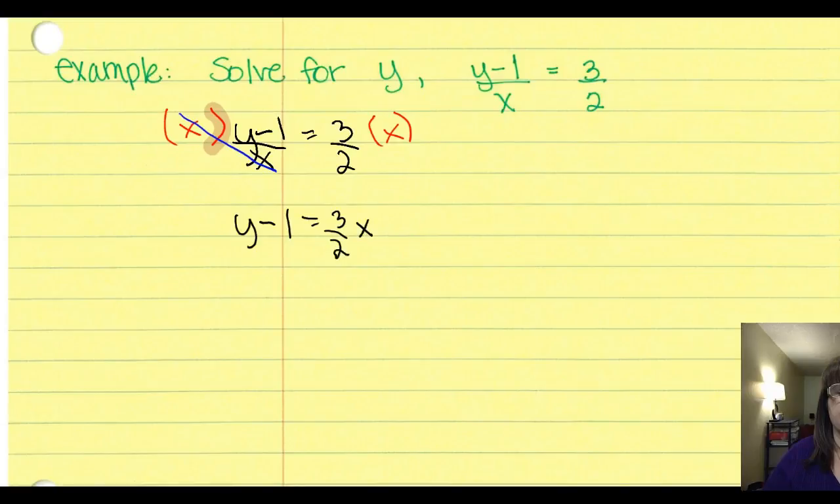But I still haven't isolated y yet. There's one more step I need to do. Right now I'm subtracting 1 from the y. But I really need to add 1 to both sides. And then I will have y all by itself. And since 3/2 x and 1 are not like terms, I cannot combine them. But I can leave them as is, and that's fine enough. So we started off with y minus 1 all over x equals 3/2, and by solving for y, we now see that y equals 3/2 x plus 1.